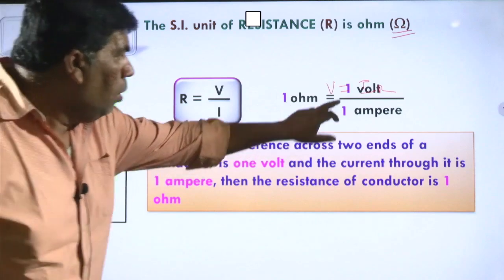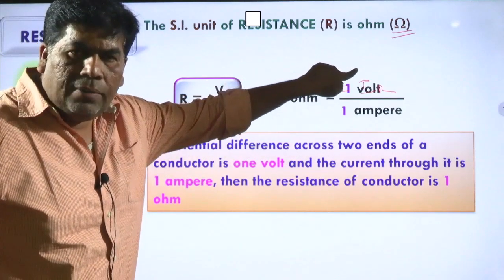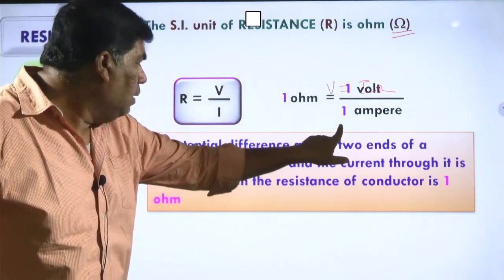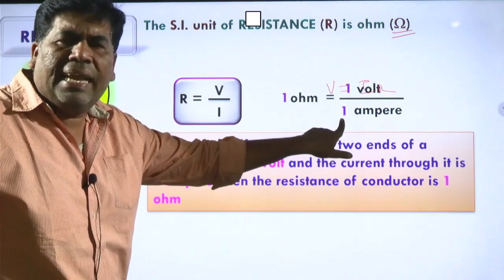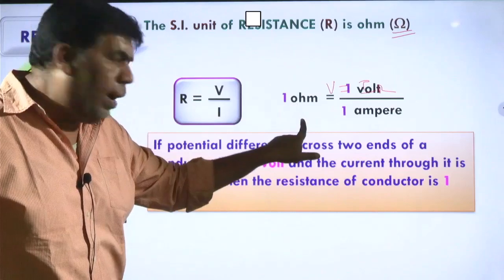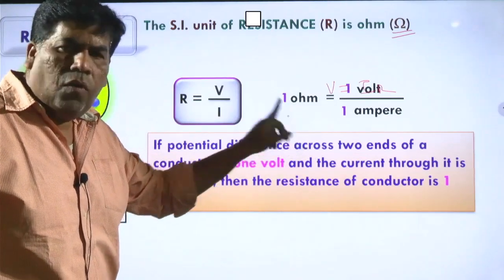So if the potential difference is 1 volt and the current passing through the circuit is 1 ampere, then we can say that there is a resistance of 1 ohm.